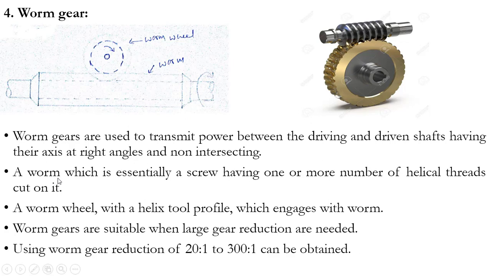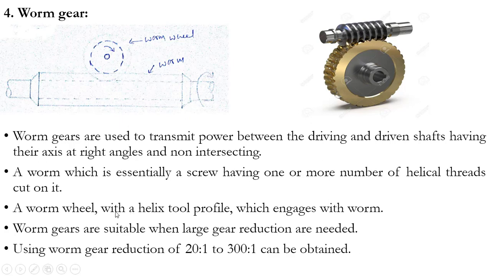Next, you can see here a worm, which is essentially a screw having one or more helical threads on it. This is the worm on this diagram. It is essentially in the shape of a screw, having one or more helical threads cut on it. You can see that the threads are made on this worm. Next is the worm wheel.